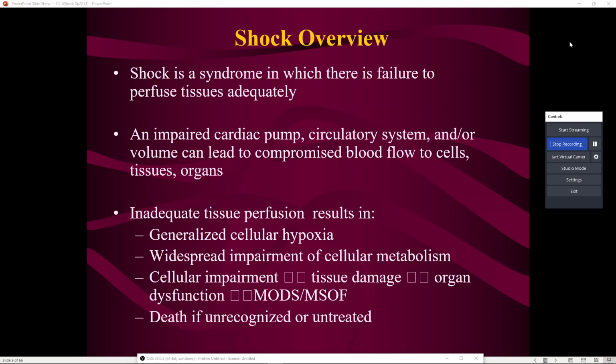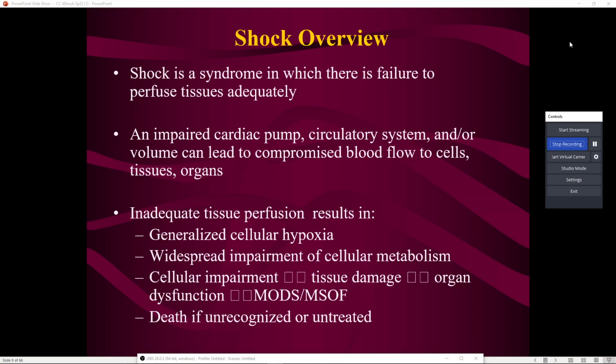So first we need to start off, we need to know what shock is. What shock really is, is any obstructive or interfering condition that prevents us from perfusing the tissues adequately. And that's the key there. Inadequate tissue perfusion is shock.